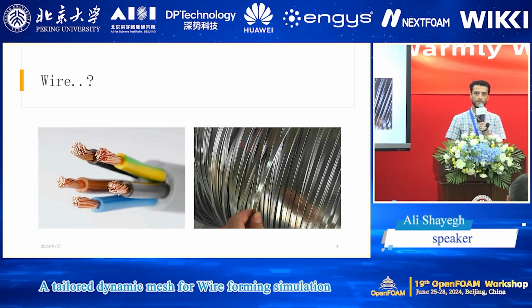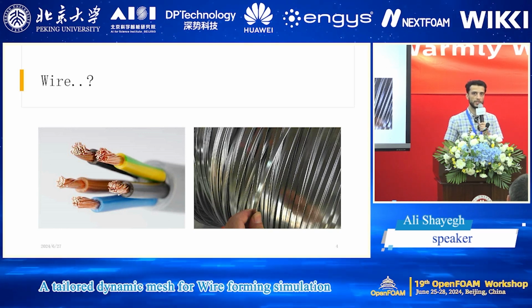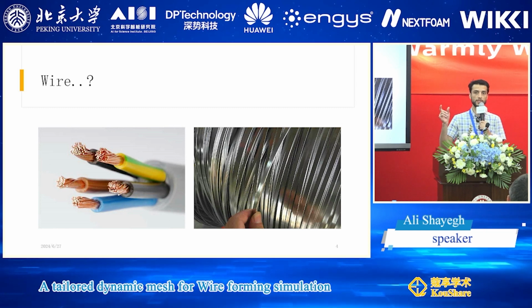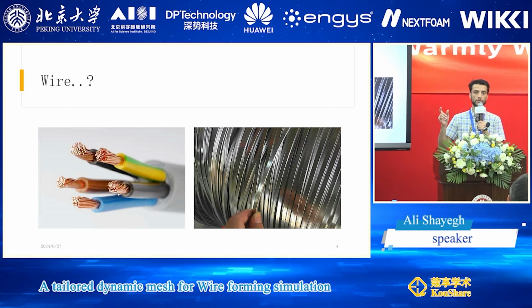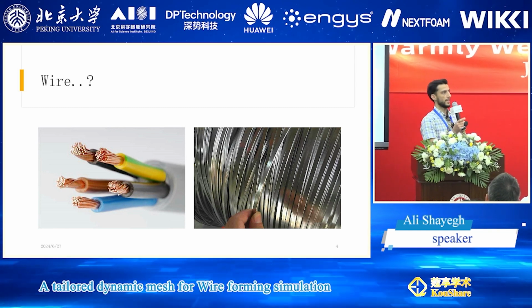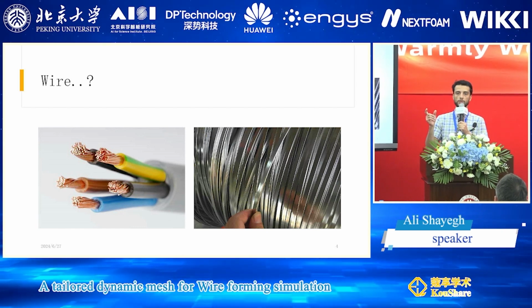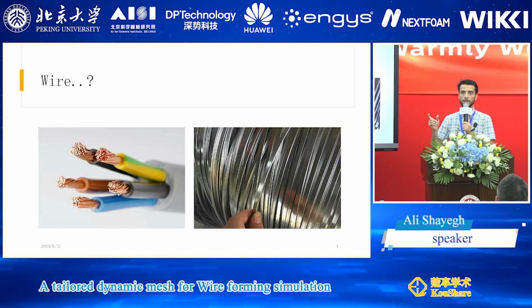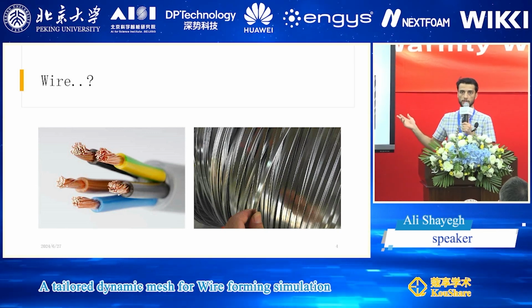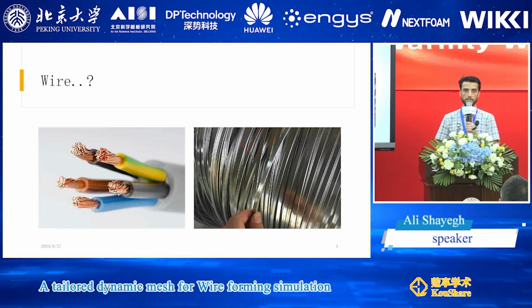So wire in the sphere of manufacturing refers to a thin structure, but it is thin only compared to the length. So it can be 1 centimeter or 2 centimeters wide while it is 2 kilometers long. In this scenario, it is still called wire.